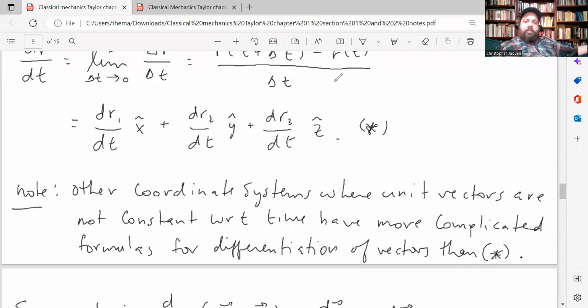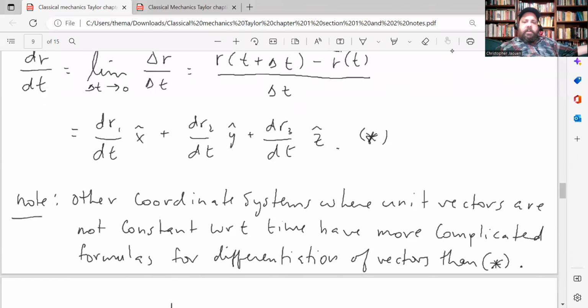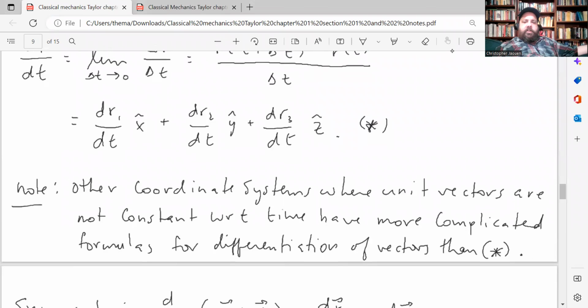The reason that this is equal to such a simple looking formula is because these vectors here are the rectangular coordinates. So these are constant with respect to time. There are other coordinate systems where that's not true, and if that's the case, then the derivative is a lot more complicated. So he just mentions that in the text, and I'm sure we'll derive the formulas for those later on in the chapter. But as long as you're working with rectangular coordinates, this is a nice formula that you can use for finding the derivative.